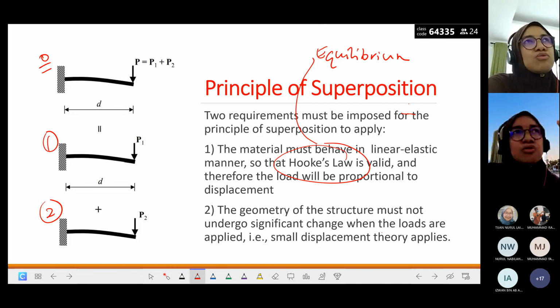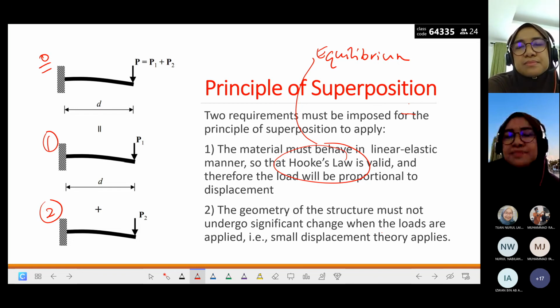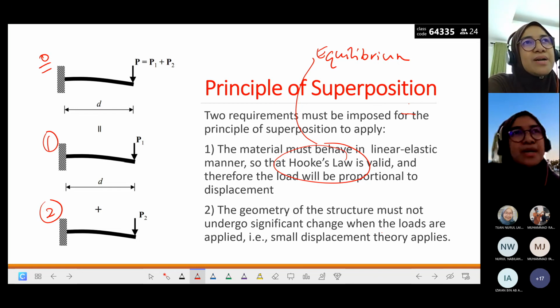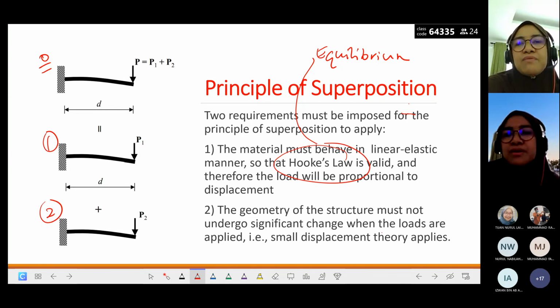In Hooke's law there is a point called the yield point, remember? Yield point, whenever the material starts to deform, changes shape, it has a yield point. Okay, so requirement number 2: the geometry of the structure must not undergo significant change when the loads are applied. The principle of superposition does not only apply in this flexibility method; it is one of the principles well known in engineering.